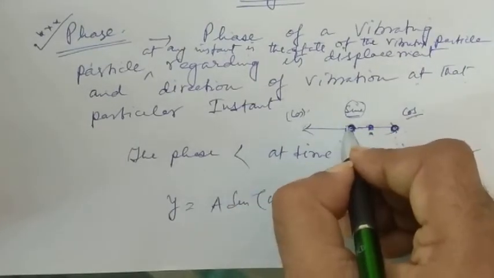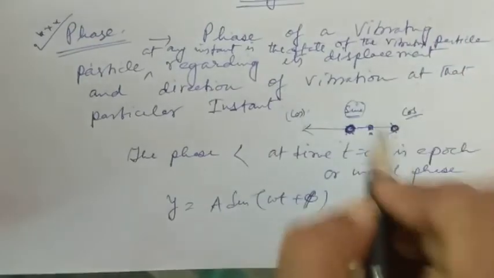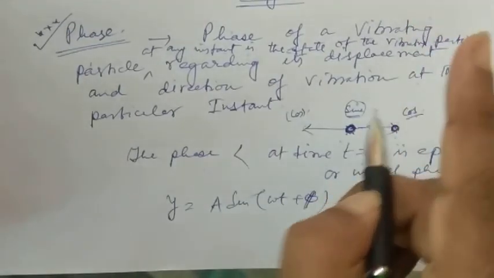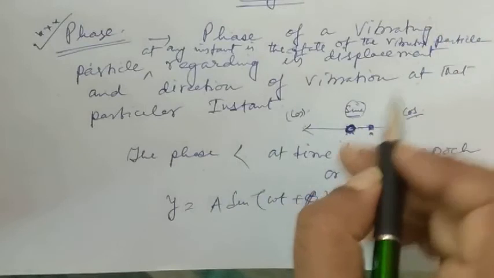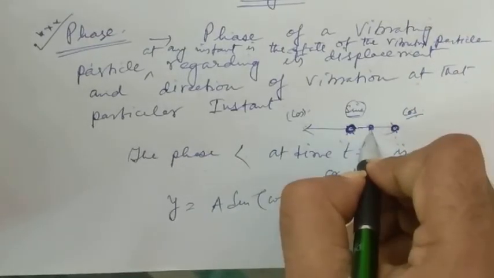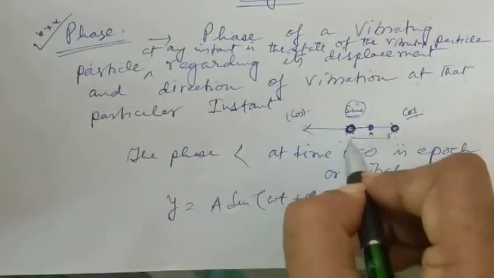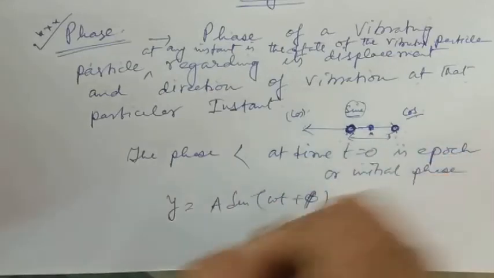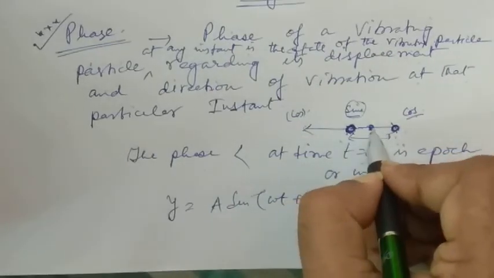That means another shift of 90. So 4 90s make up one complete oscillation. That means 360 degrees. Now the particle starts from here. Suppose the amplitude is 2 centimeters, and the particle starts from the midpoint.